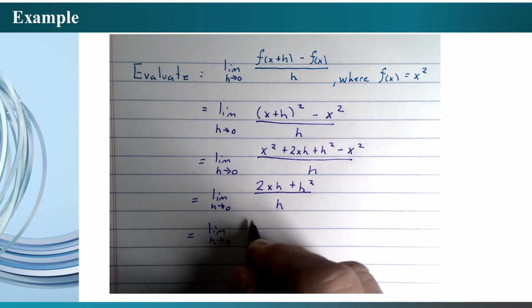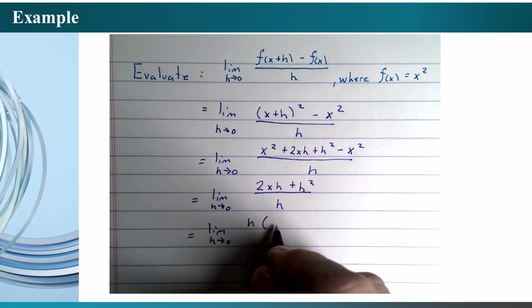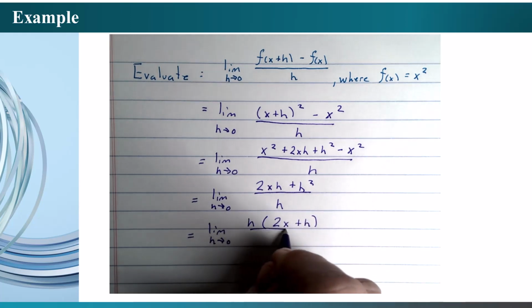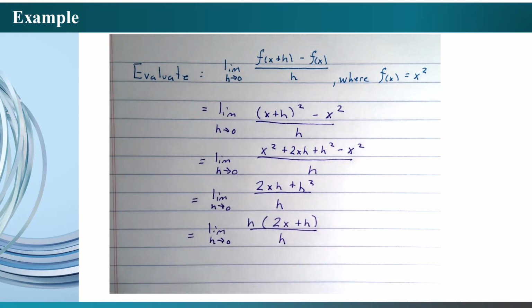Limit as h approaches 0, if I factor an h out of the top, I'm left with 2x plus h, all that over h, and now these h's can cancel out. So I have the limit as h approaches 0, and what I'm left with is 2x plus h. And now if I let h equal 0, this entire thing just gives me 2x. And so the limit is equal to 2x.